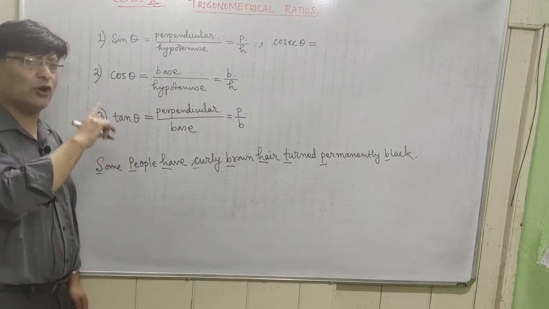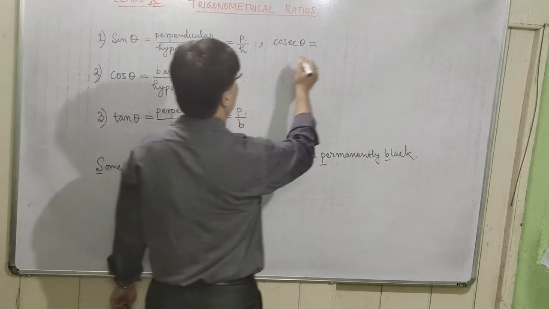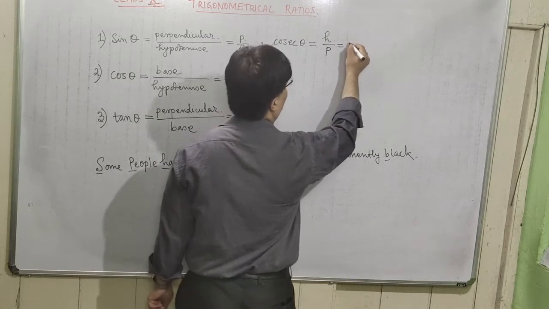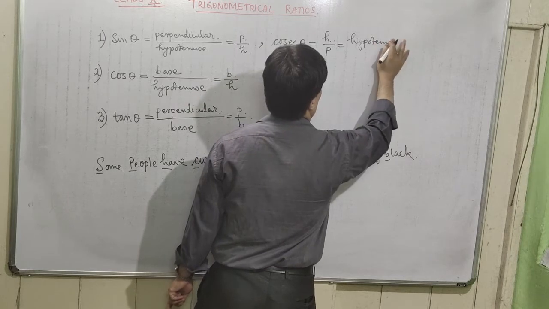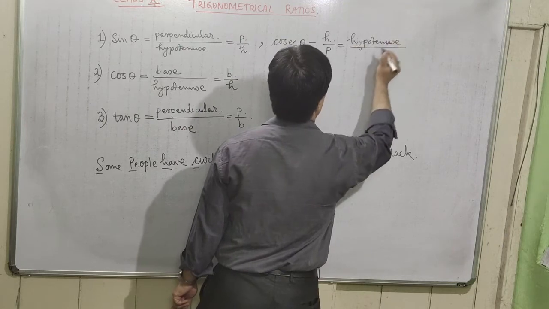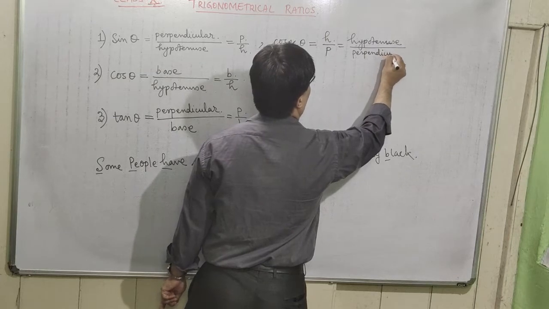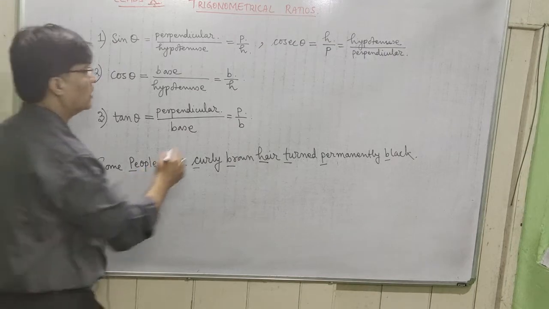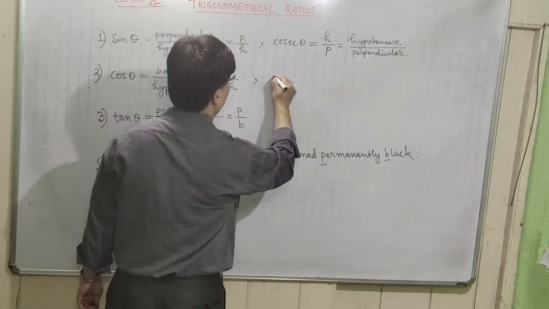Cosec theta is just the opposite trigonometrical ratio of sin theta. That is your cosec theta, which can be written as h by p. What is h here? This is hypotenuse divided by perpendicular. Hypotenuse divided by perpendicular.